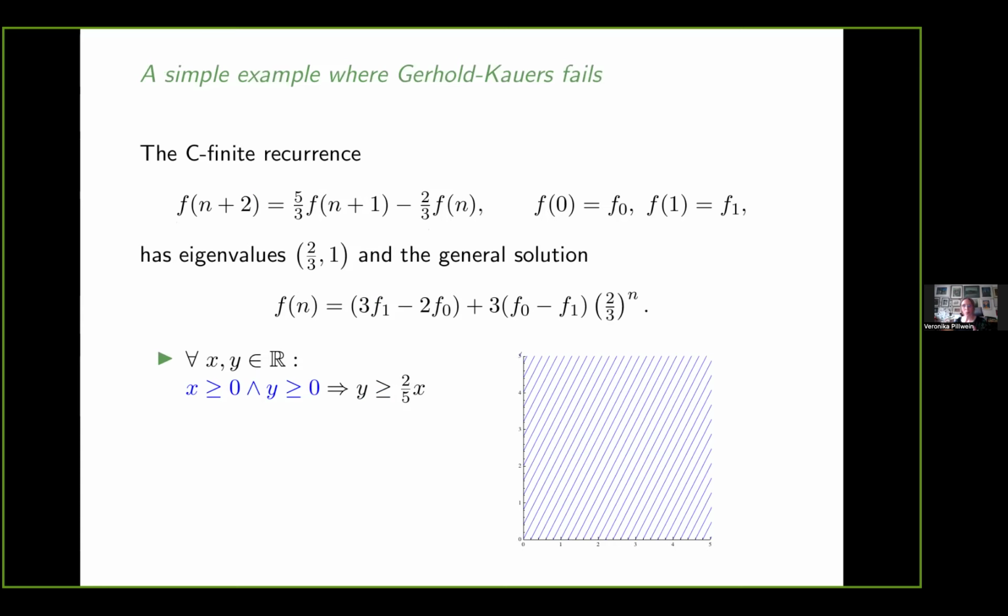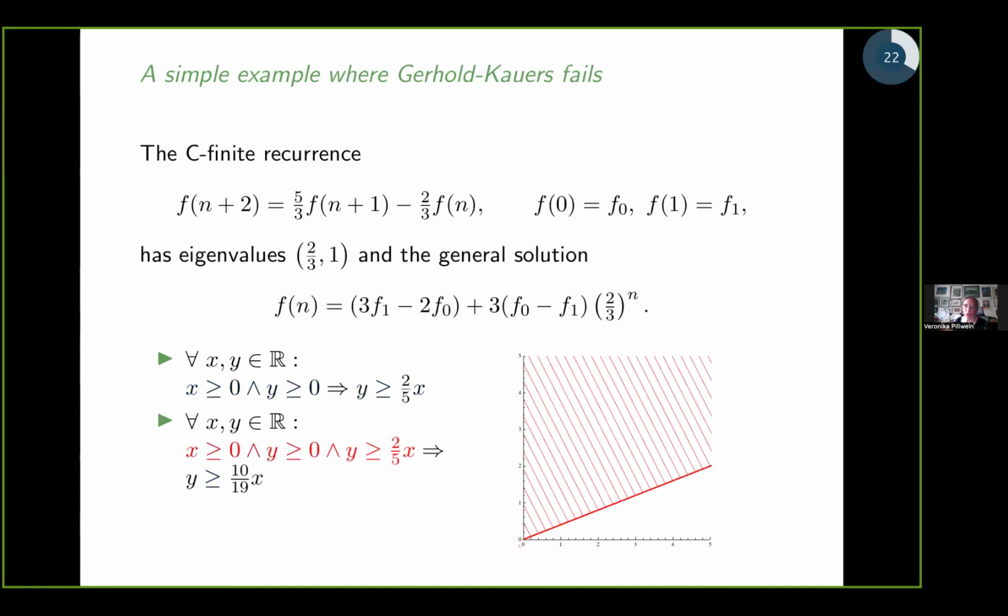So the blue shaded area is the quadrant, x greater or equal 0, y greater or equal 0, and the red area is the y greater or equal 2/5 of x. So this inequality has a geometric interpretation. So what I want to show is that the blue thing is contained in the red thing, which obviously is not the case. So I follow what Stefan and Manuel said.